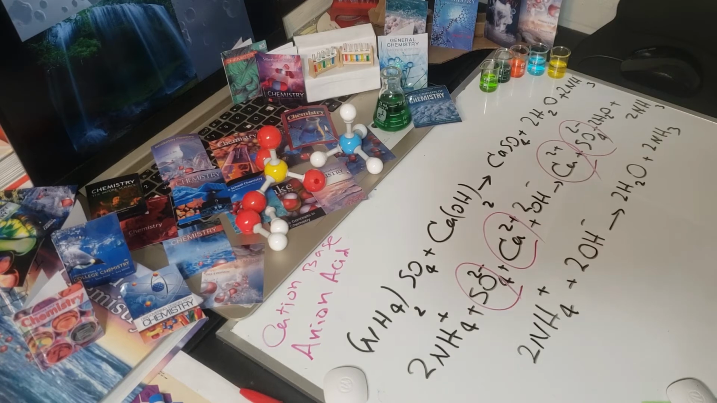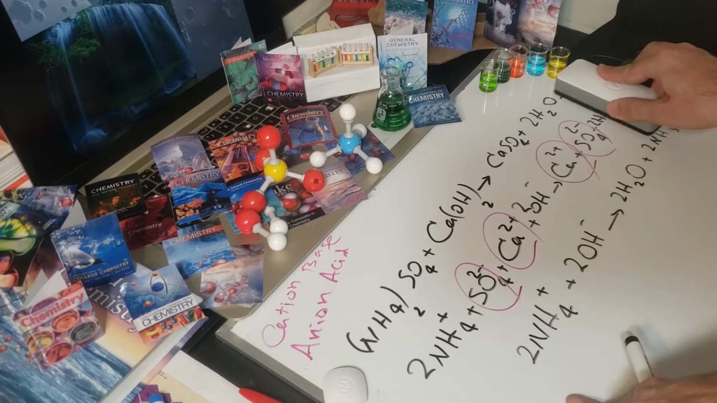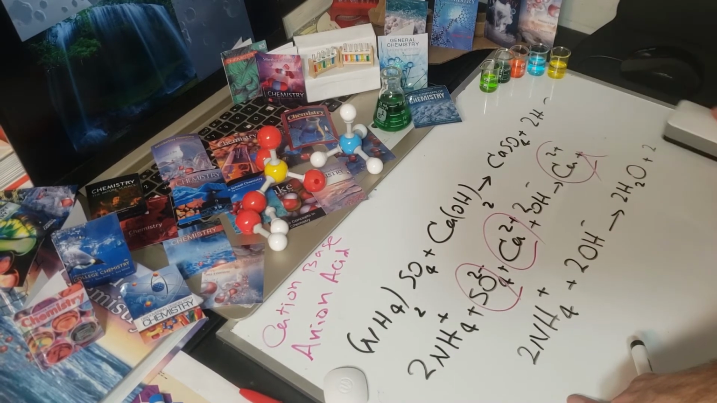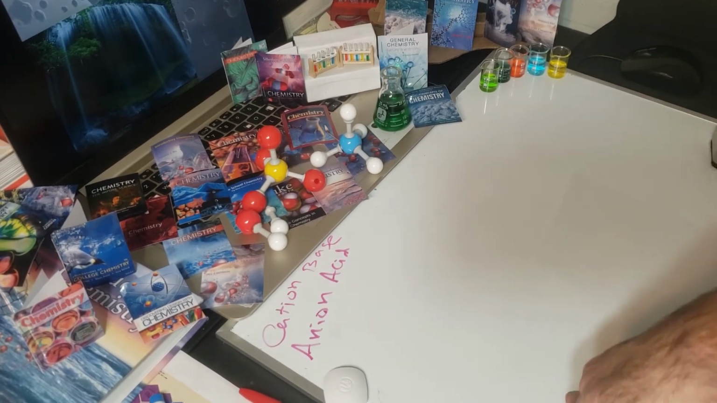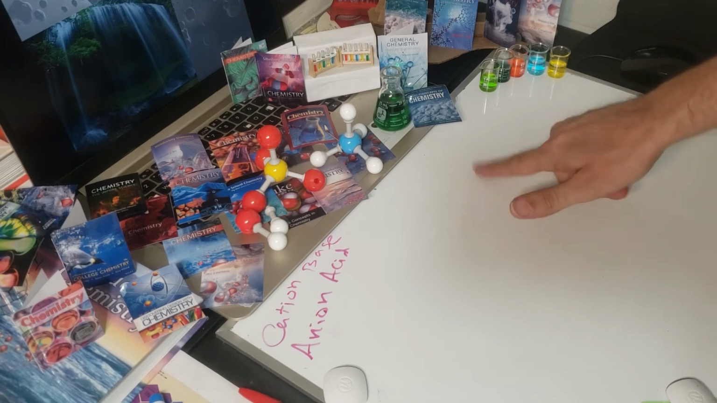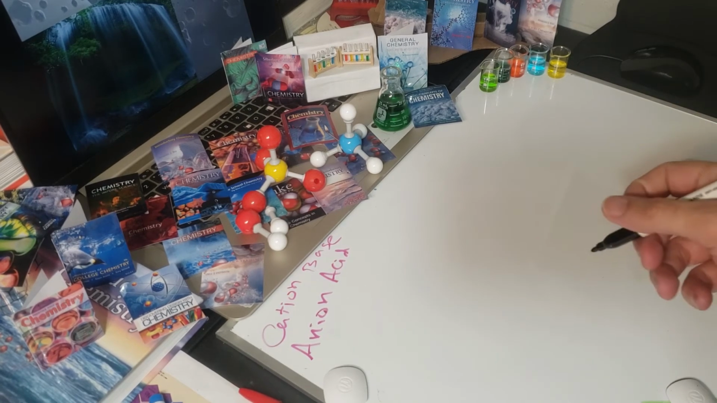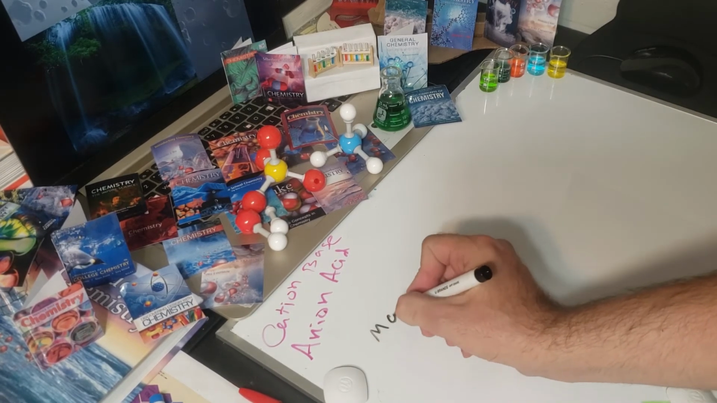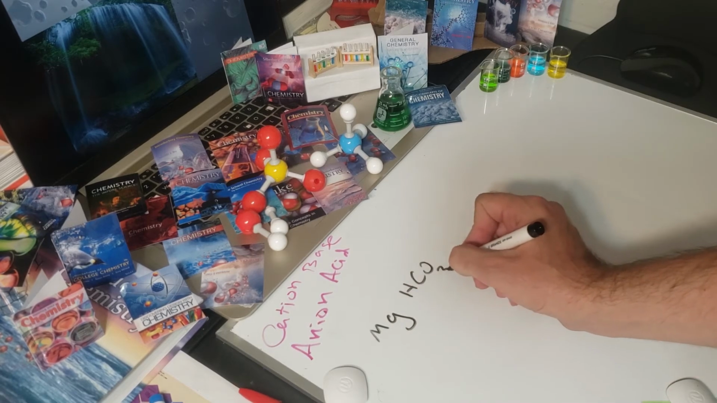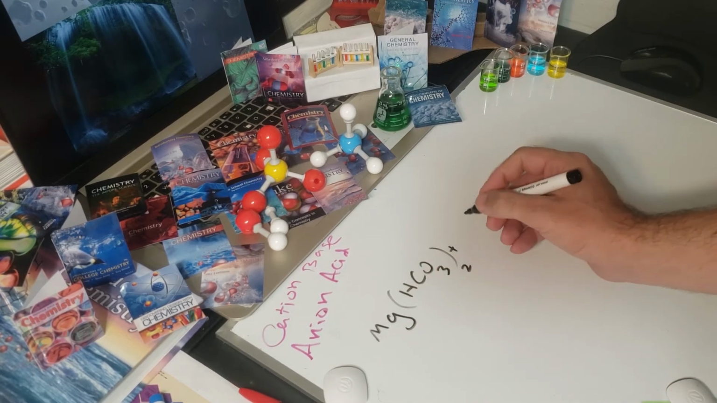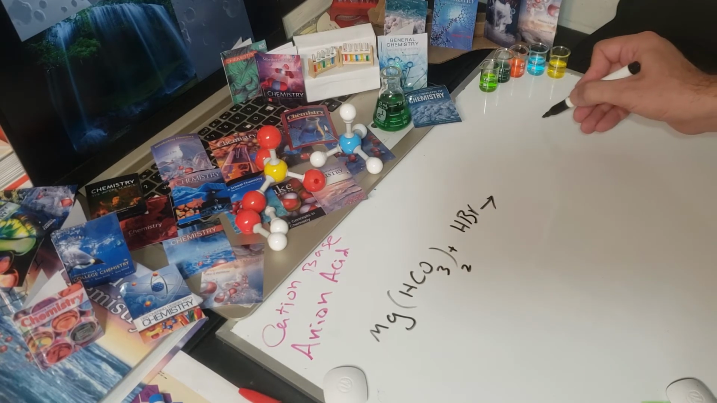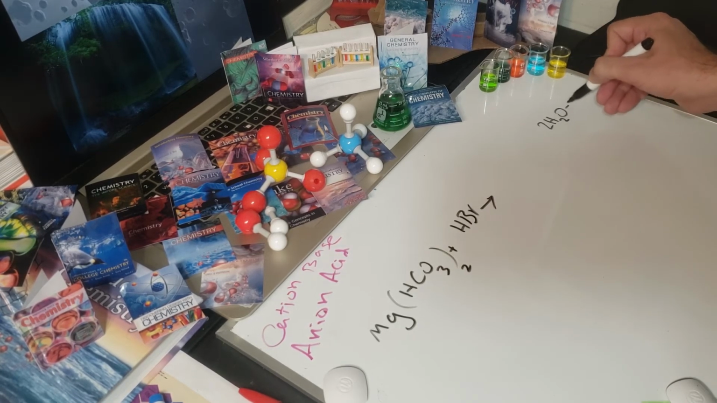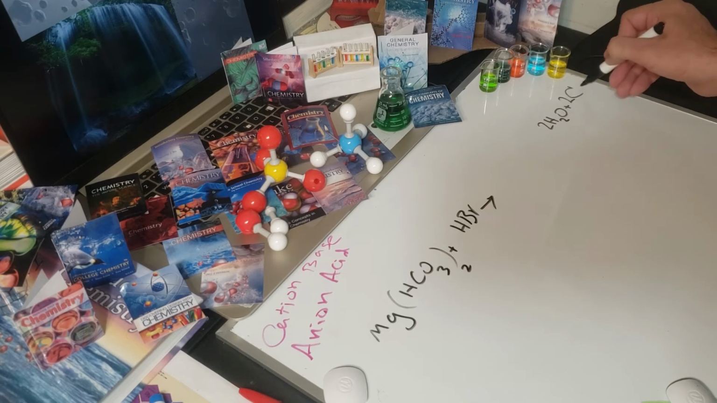That's the other example. Let's move on. I have more examples here to do so that you could clearly get the hang of these kinds of problems. Let's move on. My other example is magnesium bicarbonate plus HBr, giving me again 2H2O and 2CO2.